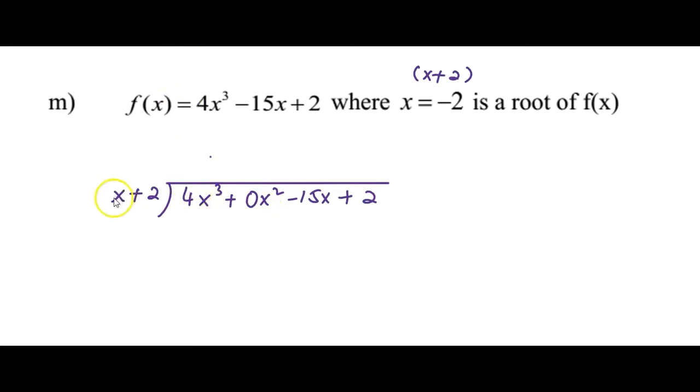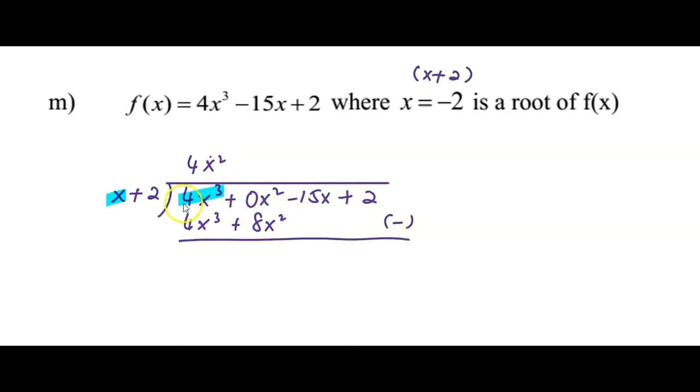So again, we will focus on the leading term. For x cubed divided by x, I got 4x squared. 4x squared multiplied by x, you get 4x cubed, and plus 8x squared. So 0x squared minus 8x squared, you get negative 8x squared. Bring down the negative 15x and bring down the 2 as well.